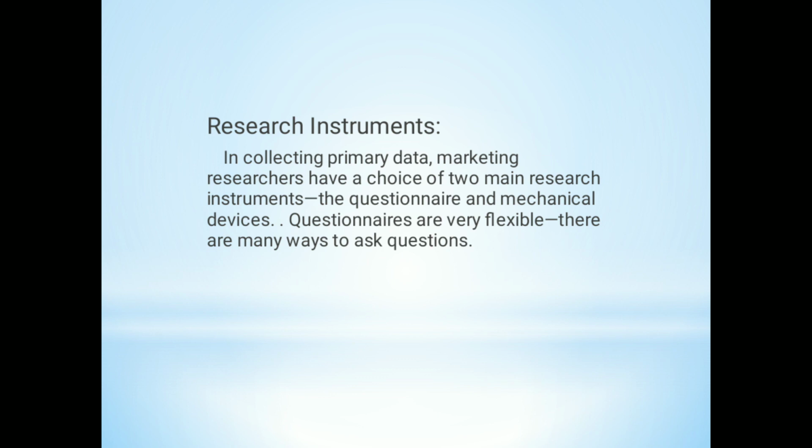Research instruments. In collecting primary data, marketing researchers have a choice of two main research instruments: the questionnaire and the mechanical device. Questionnaires are very flexible. There are many ways to ask questions.